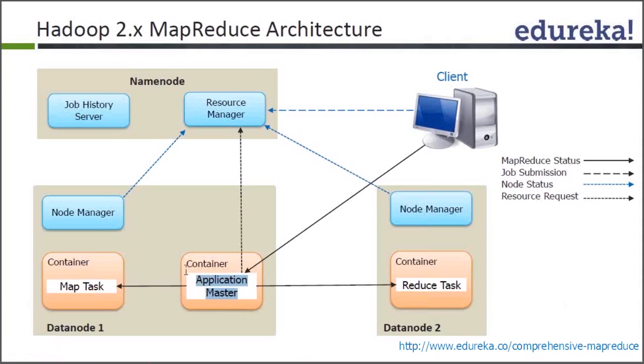That particular application master will start the map task on the node wherever the data is. Remember, the processing has to start from the node wherever the data is. The reduce task can be created on the same node, or it can be created on any other node also. Then for getting the resources, the application master will communicate with the resource manager. The node manager will also be communicating with the resource manager for getting the resources.